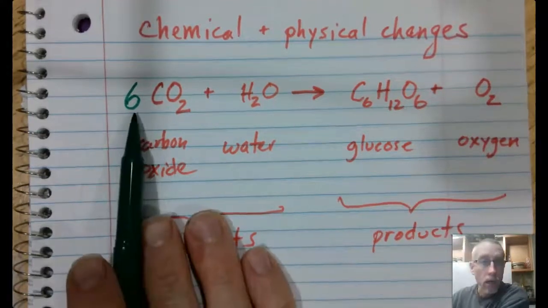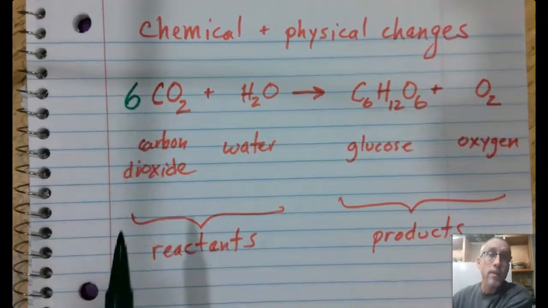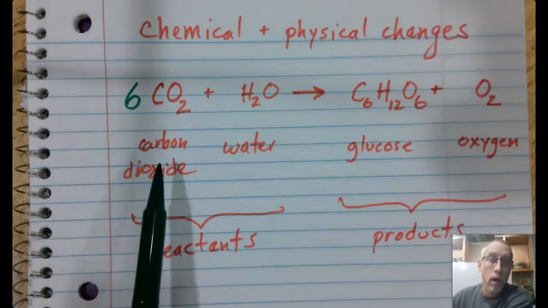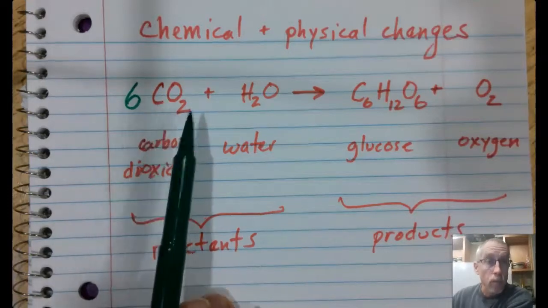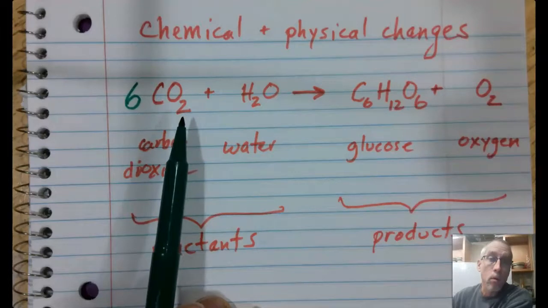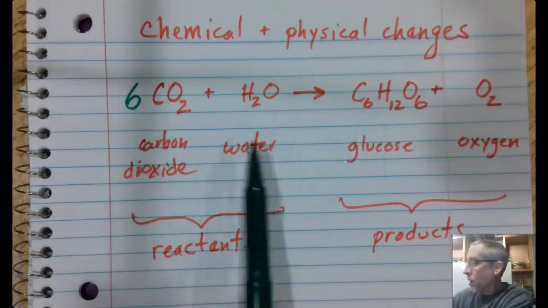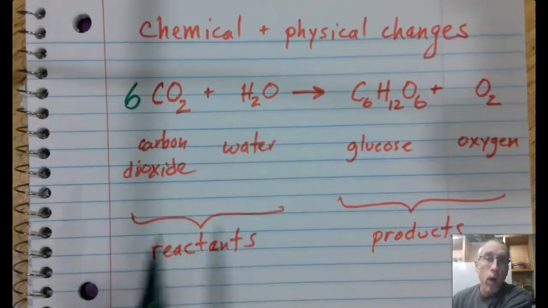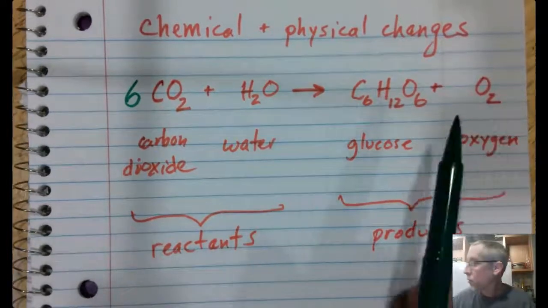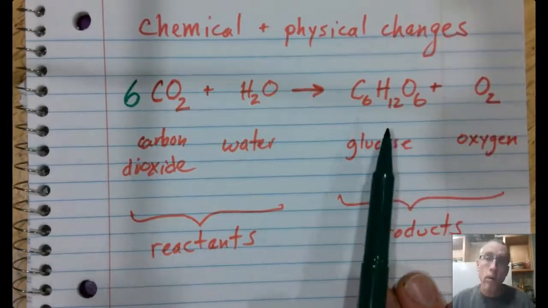So I'm going to put a 6 here. Remember, that's a multiplier. This means I have 6 molecules of carbon dioxide for a total of 6 carbons and 12 oxygen atoms total. Okay? Now, if we look at our hydrogens, this water molecule just has 2, but over on the product side, the glucose molecule has 12. Well, that's not balanced.